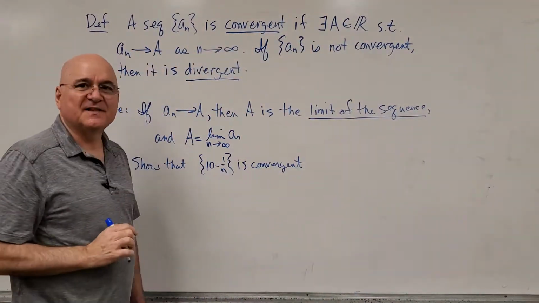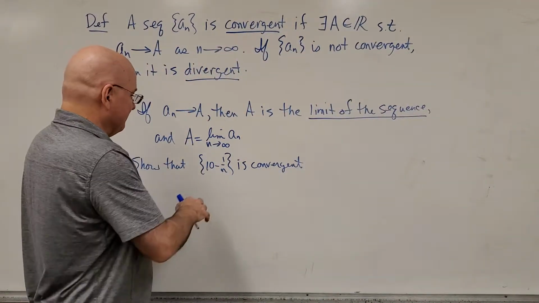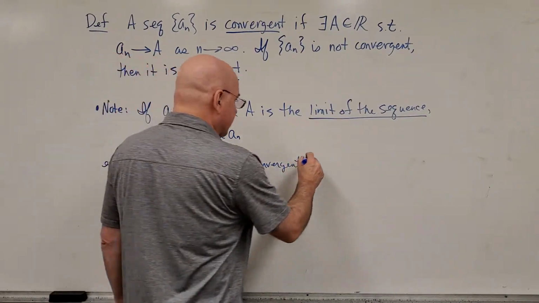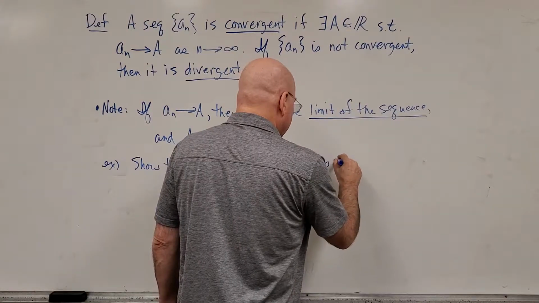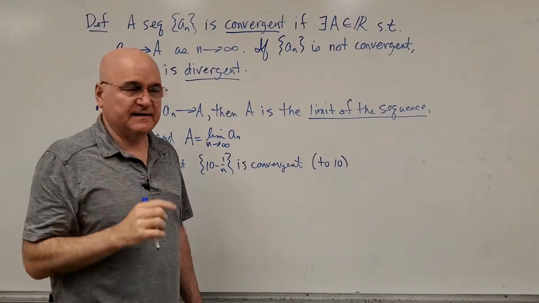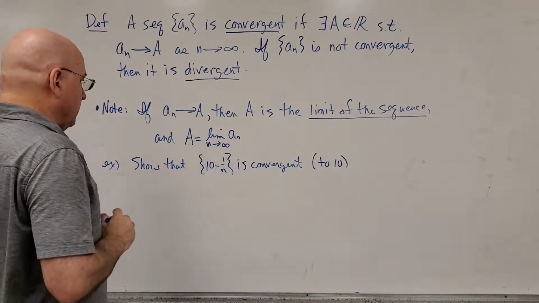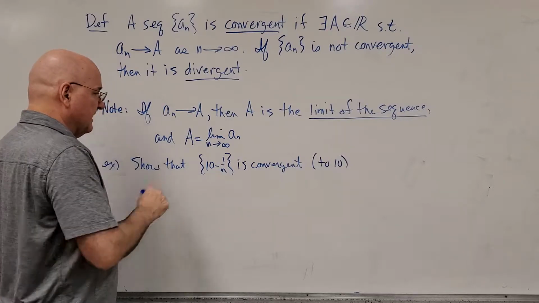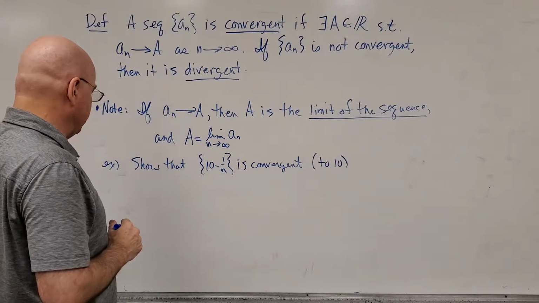This is not a hard guess. This is getting closer and closer to 10. And in fact, I'll even make a note here. We have to know what the limit is in order to prove that it converges to that limit. Okay, so this would be like my a_n, as n goes from 1 to infinity.